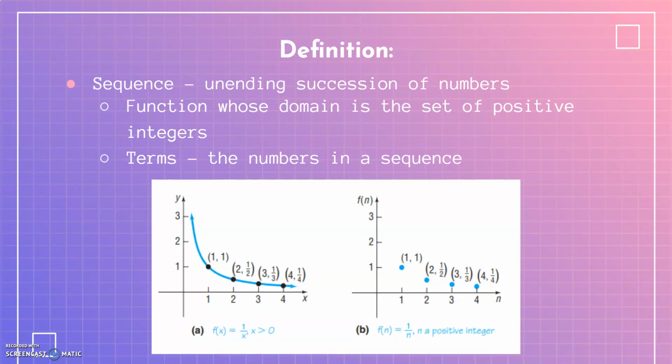Shown below are two graphs. The graph on the left is a function where the domain is all numbers that are greater than 0. The graph on the right has a similar shape, but it can be identified as a sequence because its domain is the set of positive integers.